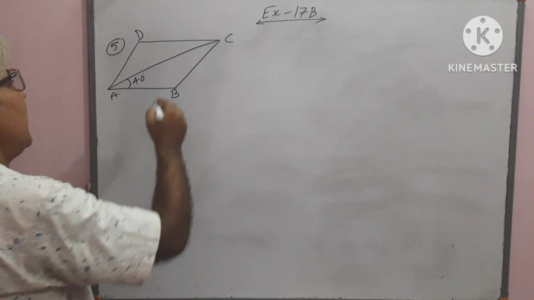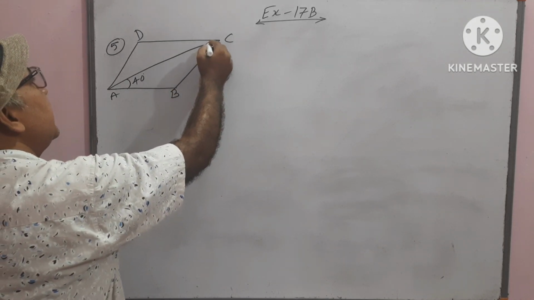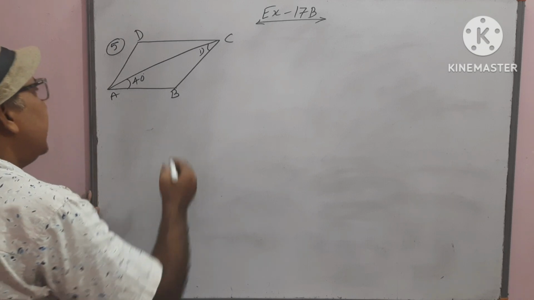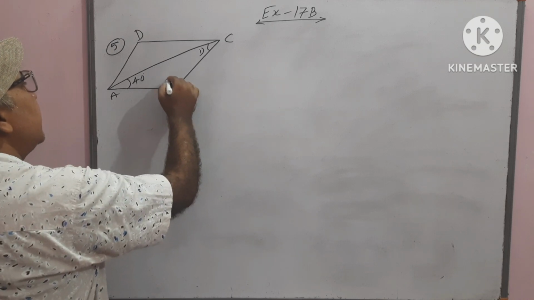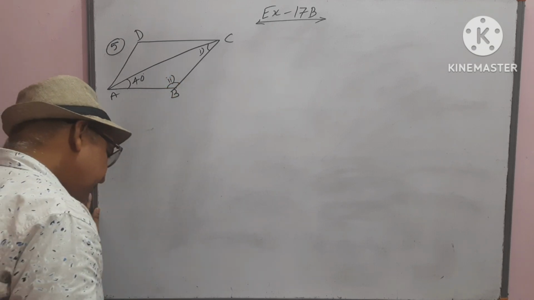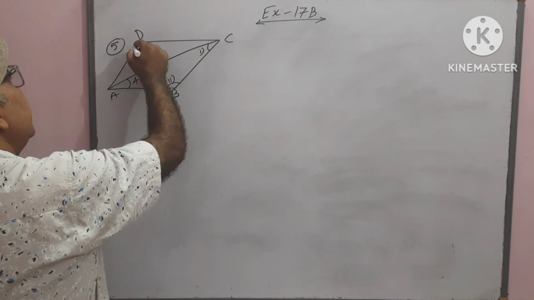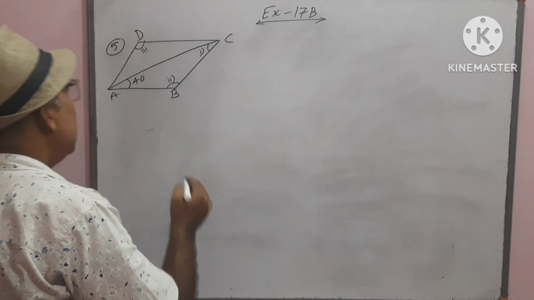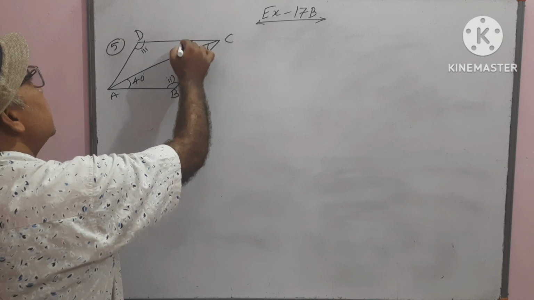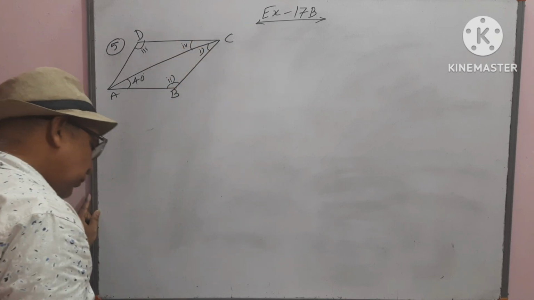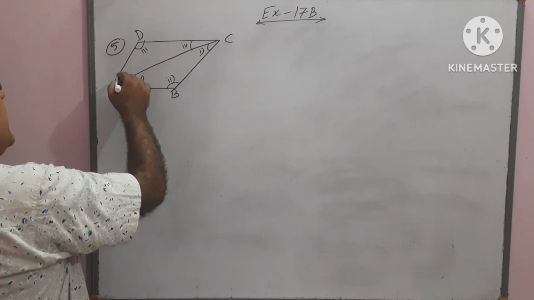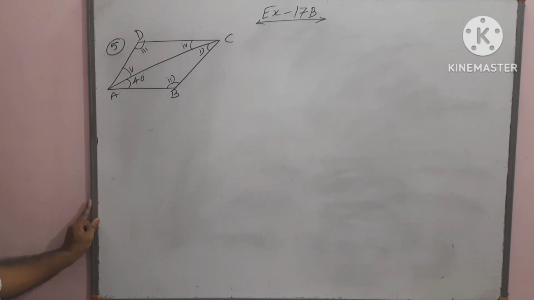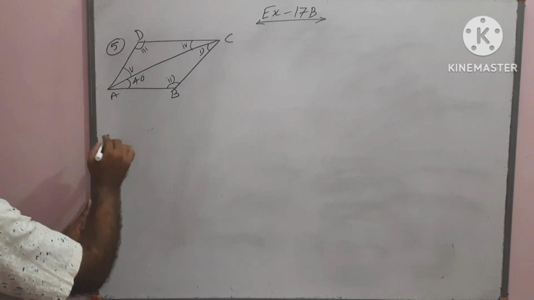ABCD is a rhombus and angle BAC is 40 degrees. Then we have to find angle ACB. This is the first angle we have to find. Then angle ABC, the second angle. Then ADC, the third angle. Then ACD, the fourth one. And then CAD. That means we have to find all the angles. Now watch carefully how to do it.